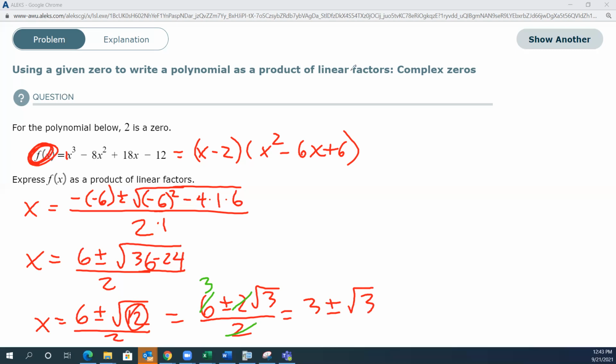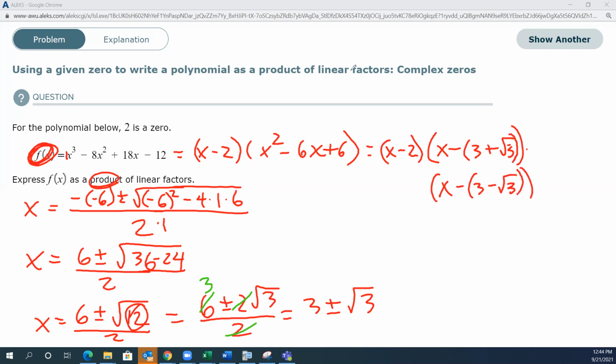So if I write this as a product of linear factors, it's going to be x minus 2, times x minus one of the zeros, times x minus another zero. Oh, whoops, I need another parentheses. Those inner parentheses right here, you can distribute those away if you want. But that's how it works.